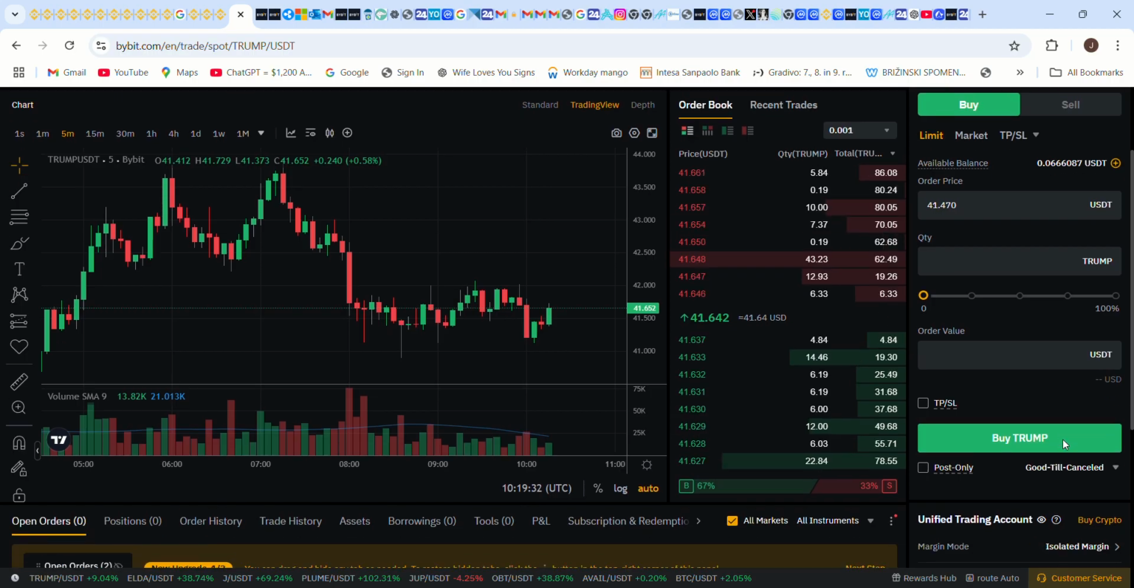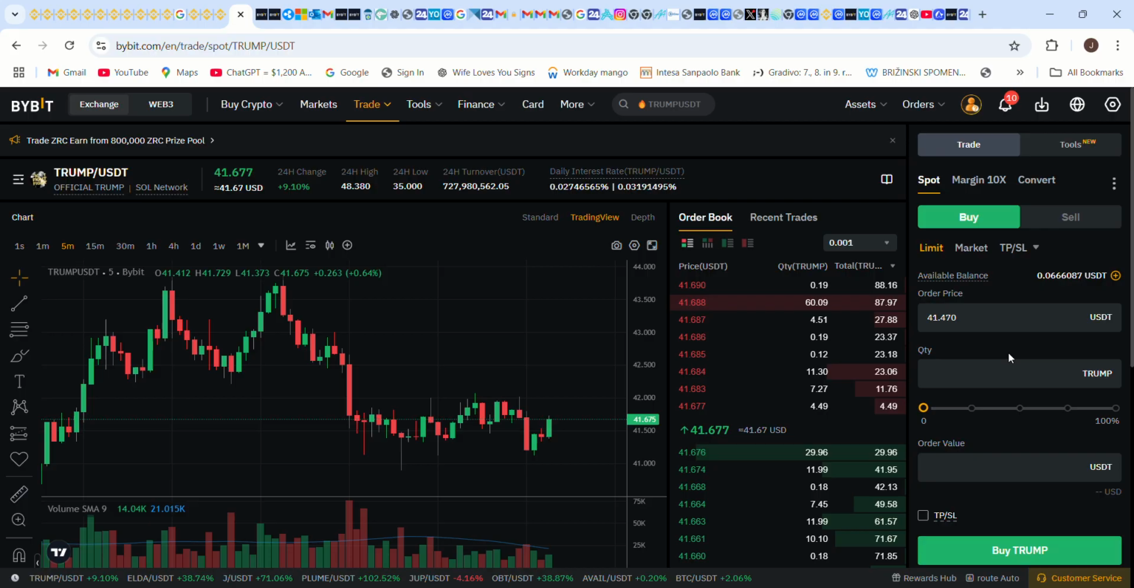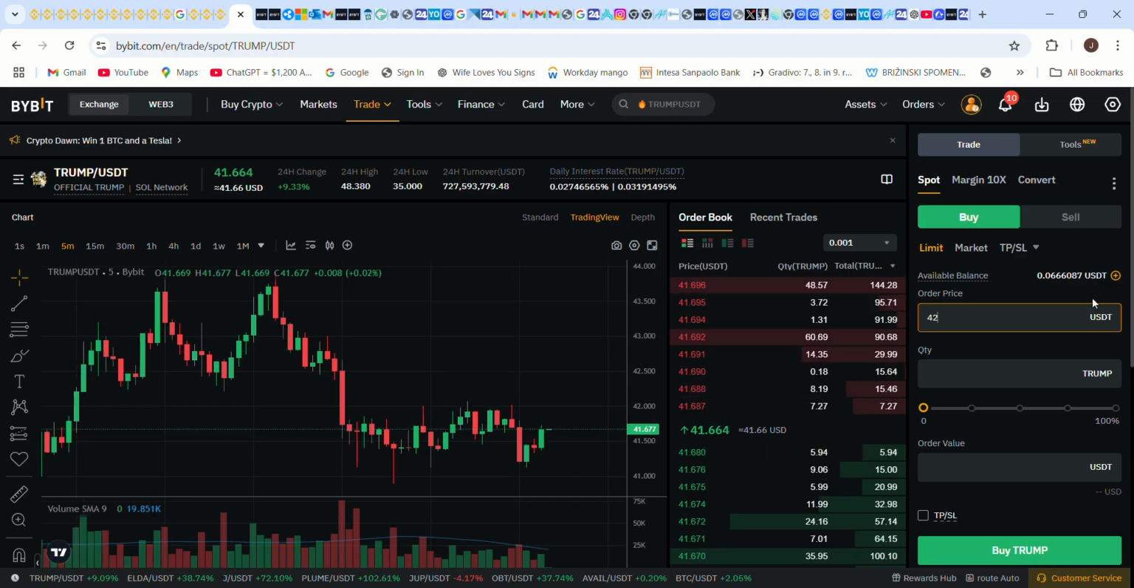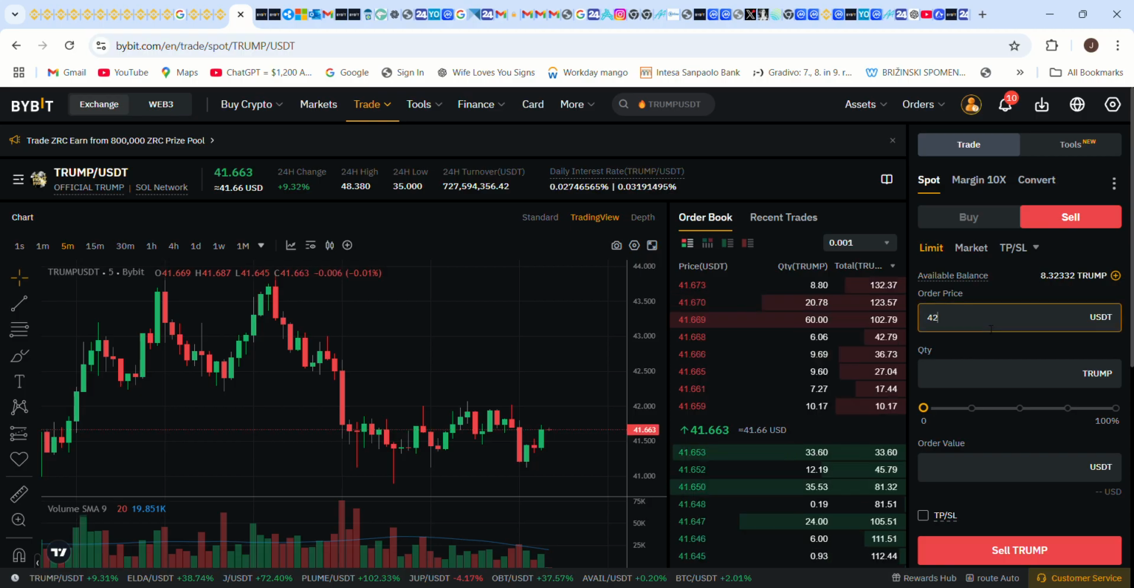So we have Trump here, so we can buy with market or with limit. For example, we'll buy with limit. We will say we will sell at 42. Okay, order price, yes, 42. And then we have to put sell here. Sorry, at 42 euro, and we will sell 100%.